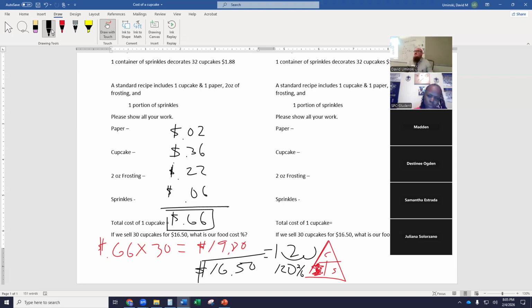That means it costs us 20% more to make it than what we're actually selling it for and bringing money in. Is that a good thing or a bad thing? Bad. Okay. It's probably not a great thing.